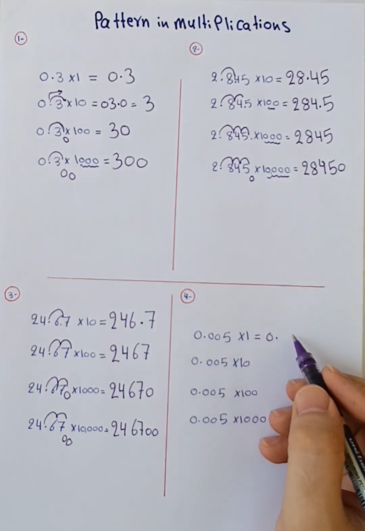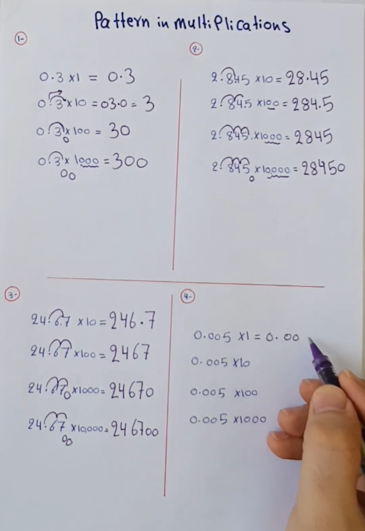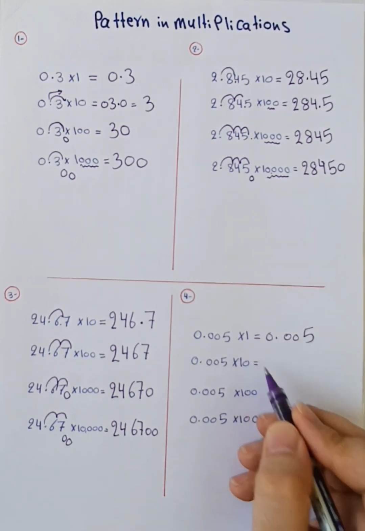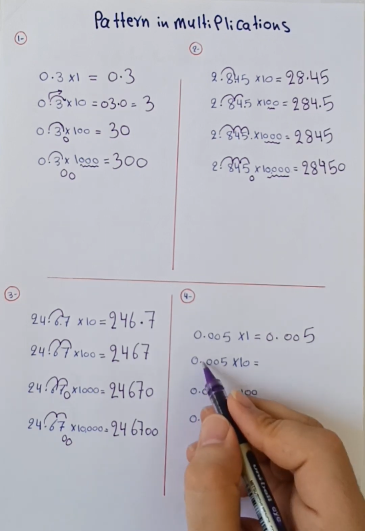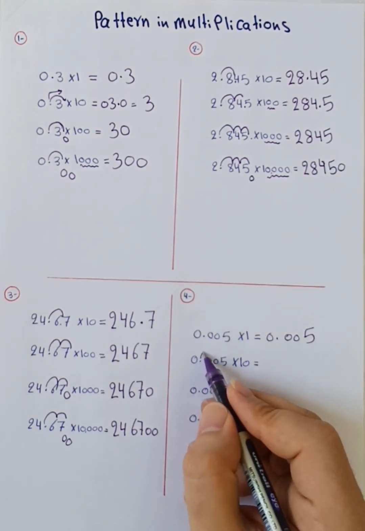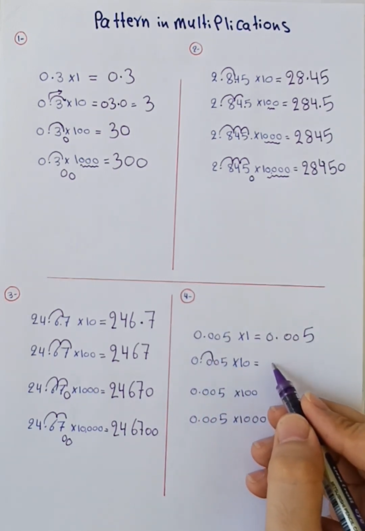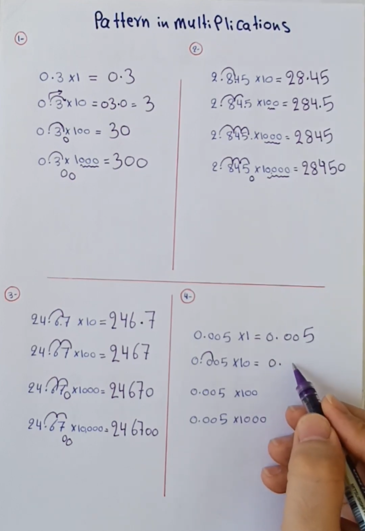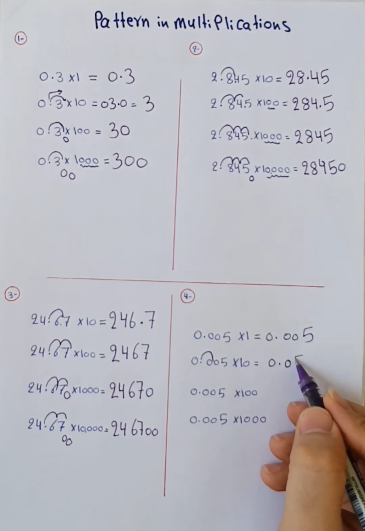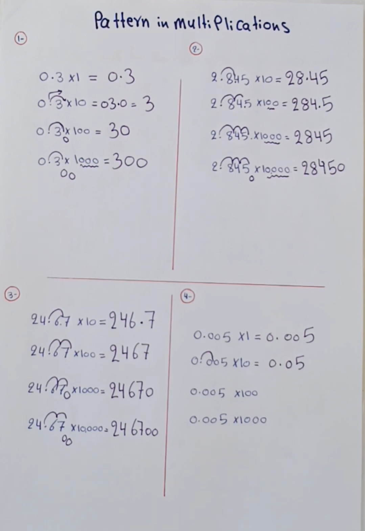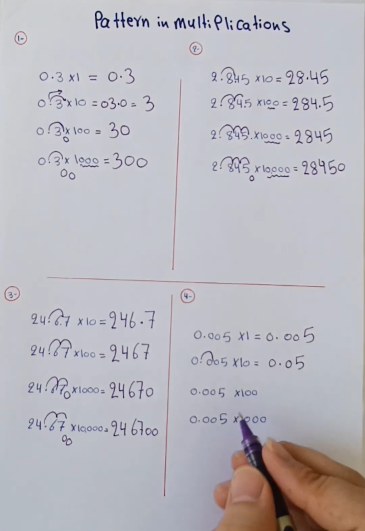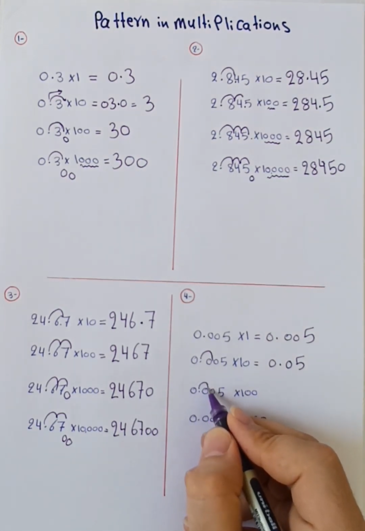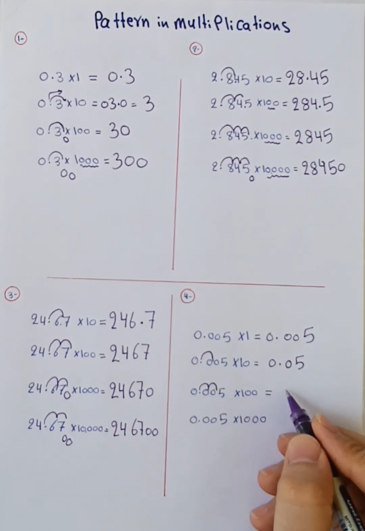And then last, example number 4, we have 0.005 multiplied by 1 equal to the same number without change, because the multiplication is by 1. And then when we multiply by 10, this decimal point moves 1 step to the right side, so equal to 0.05. And then when we multiply by 100, this decimal point moves 2 steps to the right side, so equal to only 0.5.